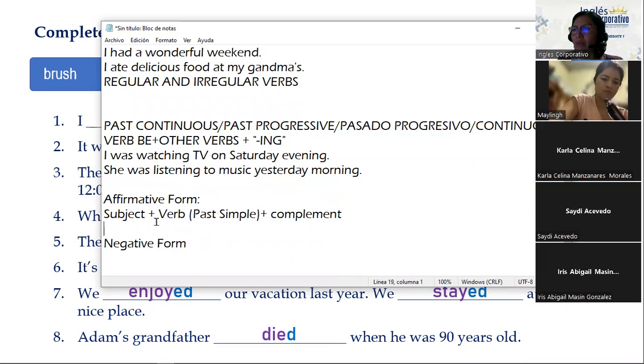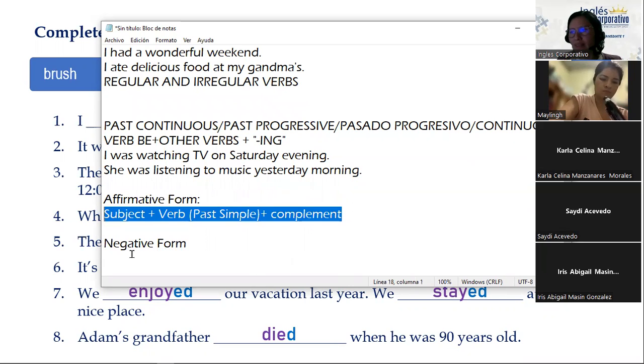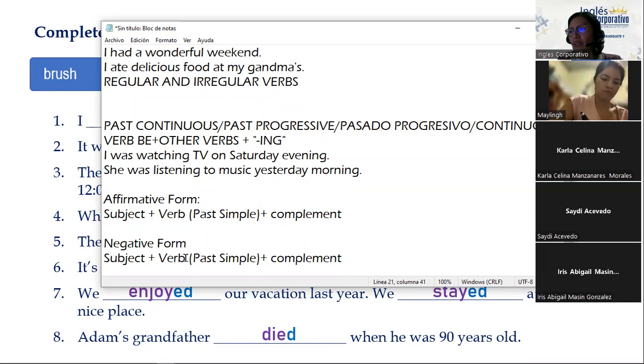Prácticamente es casi que lo mismo, con la única diferencia es que este verbo ya no va en pasado, sino que este verbo va en algo que se le llama base form o forma base, o sea, sin ser conjugado, right? Y in between, entre ellos va a ir un auxiliar, que en este caso es didn't, ¿ok? So tenemos un subject, un auxiliary que es didn't, luego tenemos un verb in the base form and a complement.